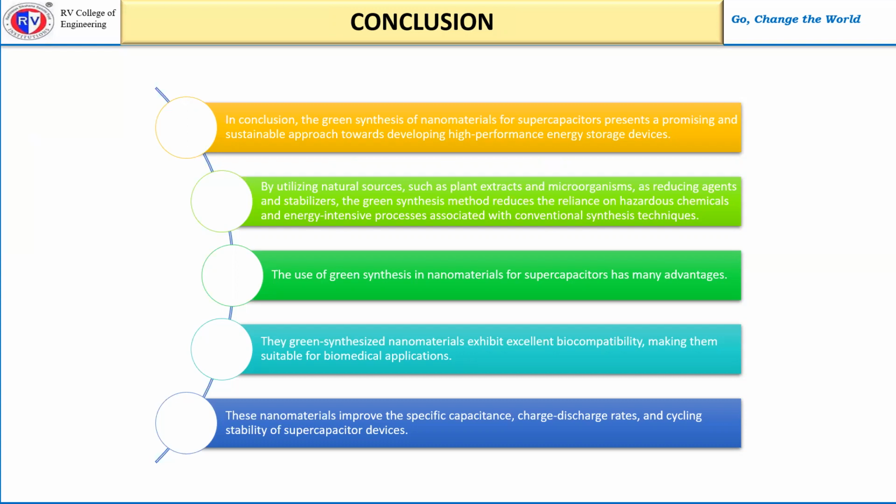The use of green synthesis in nanomaterials for supercapacitors has many advantages. The green synthesized nanomaterials exhibit excellent biocompatibility, making them suitable for biomedical applications. These nanomaterials improve the specific capacitance, charge discharge rates, and cyclic stability of supercapacitors. Next slide.